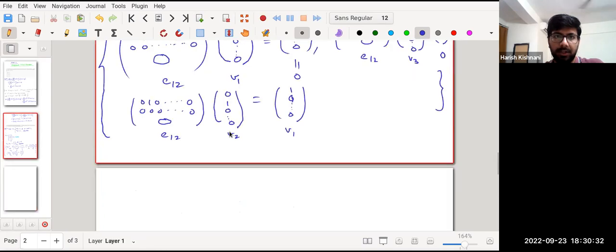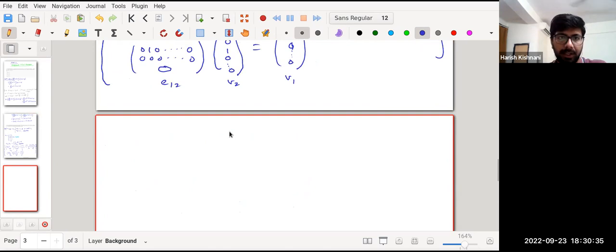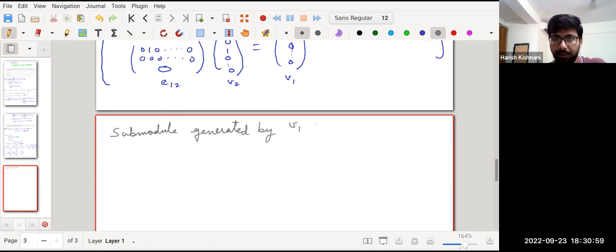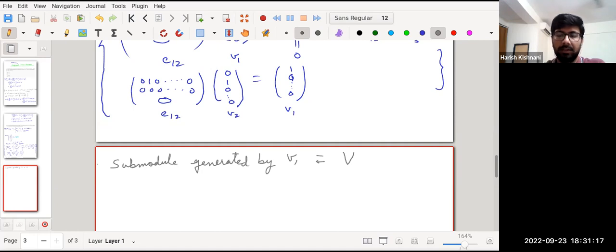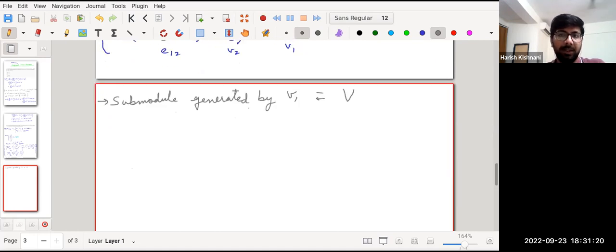So now can you agree with me on this small observation: the module generated by V1 is your entire vector space. Is this statement okay?